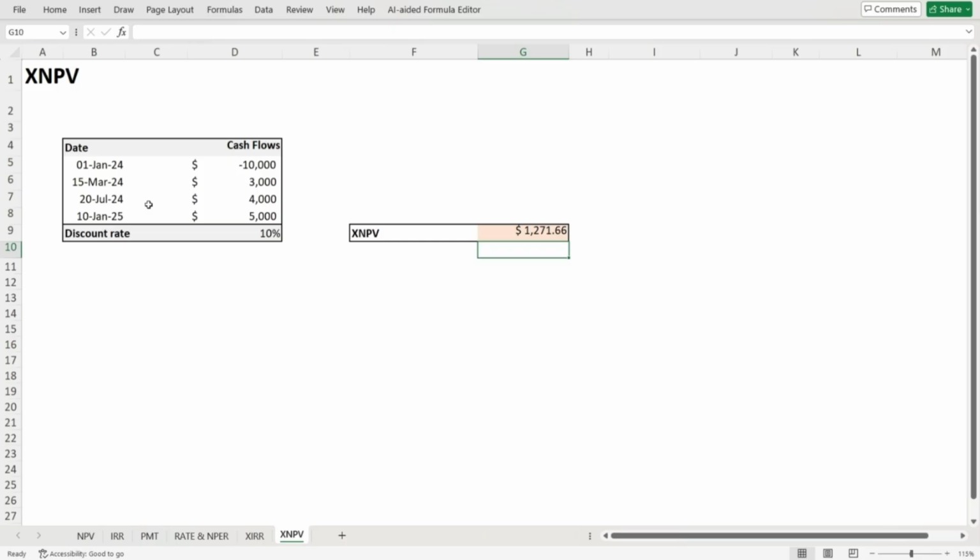If we use the regular NPV function over here, it assumes that the cash flows occur at the end of each year, and that would give an inaccurate result. XNPV solves that problem by factoring in the real dates.